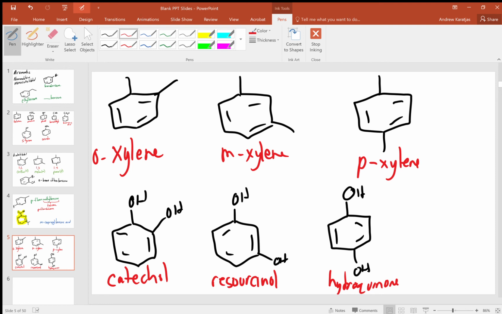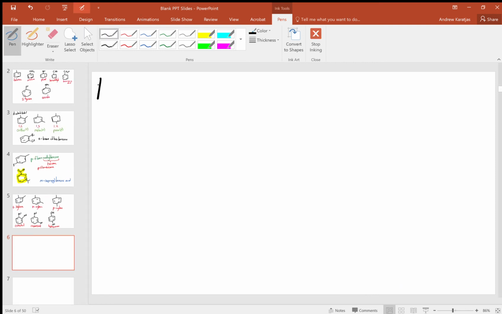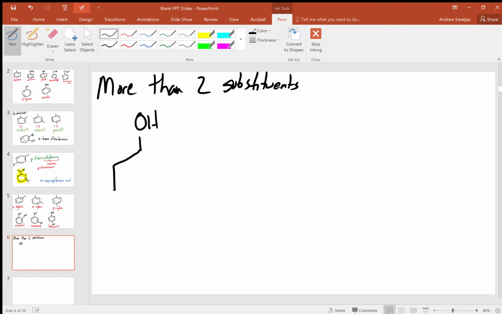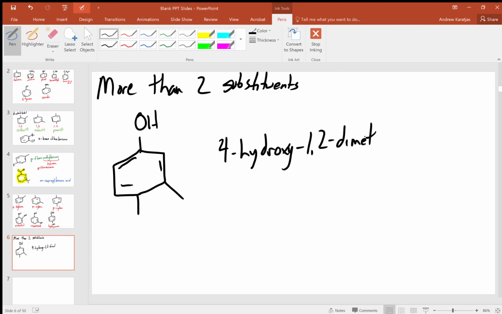What about more than two substituents? Well, more than two substituents is basically like a cycloalkane in terms of how we handle the naming and numbering. If you recall, with more than two in a cycloalkane, we pick the position that would give us the lowest first number, followed by the lowest second number. And so if we do that for this compound here, we would get 4-hydroxy-1,2-dimethylbenzene. And again, that's following all of the same rules that we learned in Organic 1 for cycloalkanes.